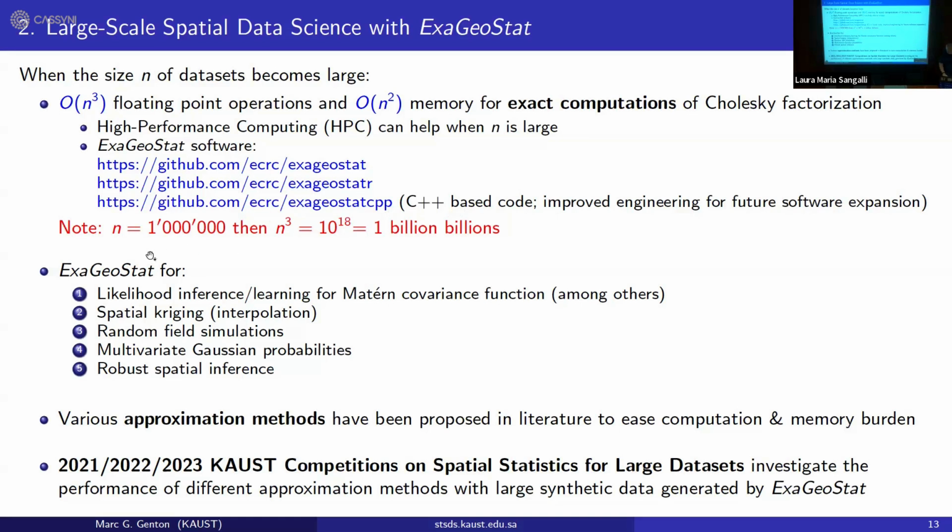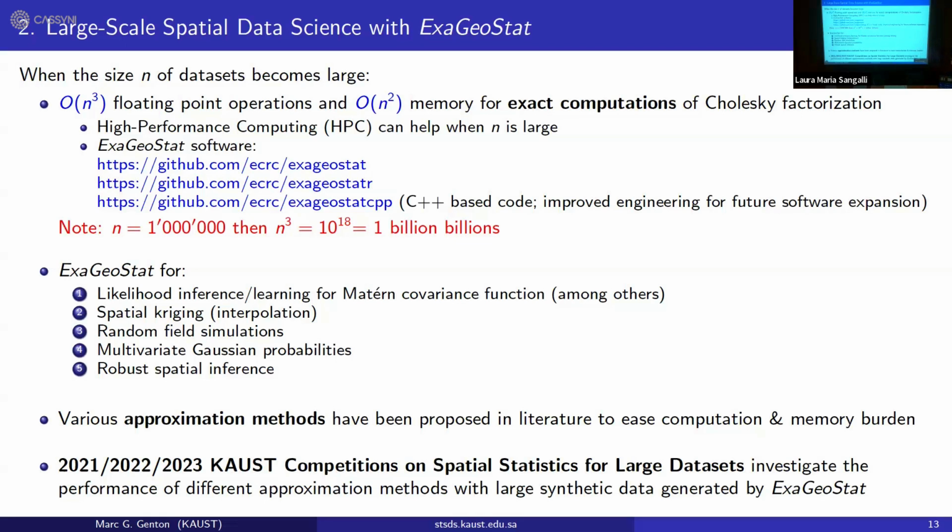Now notice that if, say, you have n equal 1,000,000 locations in space, then this order n cubed is going to be 10 to the power 18. So this is 1 billion billions. It's a very big number. And we're going to go back to this type of scale. The software ExaGeoStat has been designed exactly to address the 5 problems I described earlier on. And of course, there are many approximation methods that have been proposed in the literature to avoid doing this exact computation.